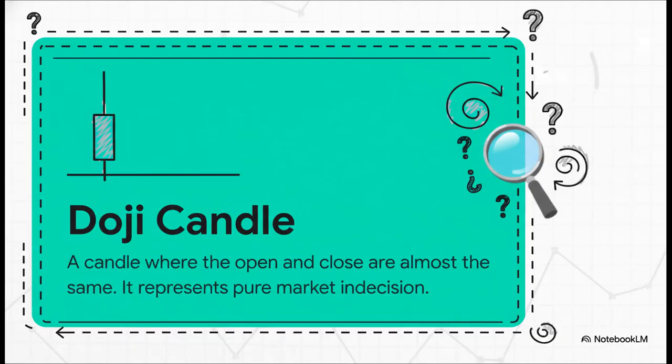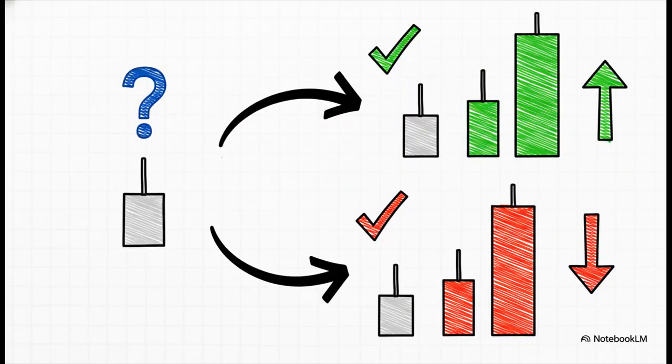And for that, I want you to meet the doji. This candle right here, this is what pure confusion looks like on a chart. The price went up, it went down, but in the end, it closed right back where it started. Neither the buyers nor the sellers could get an edge. It's a perfect stalemate. And there's a really simple but powerful rule for dealing with these.